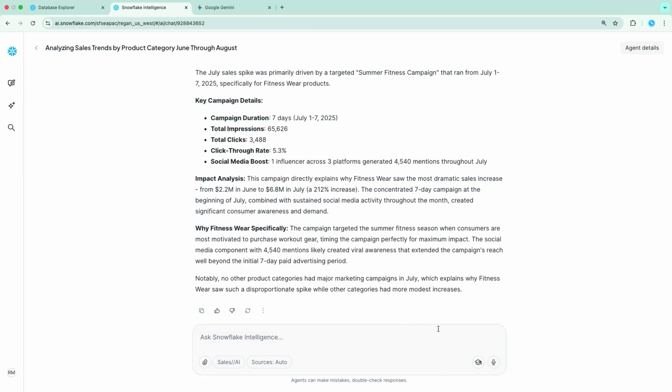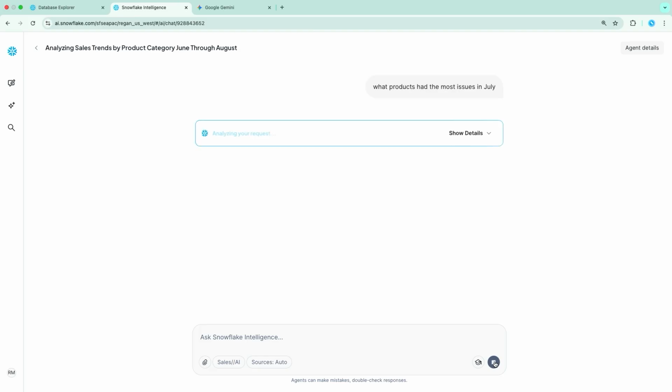In this case here, it was all structured data, so sales data, marketing campaign data, clicks, social media reports as well. But what if we wanted to have a look and understand some insights from unstructured data? So in the system here, I actually have some unstructured data around product support issues. So the next thing I'm going to do is I'm going to ask what products had the most issues in July. So that's all I'm going to ask.